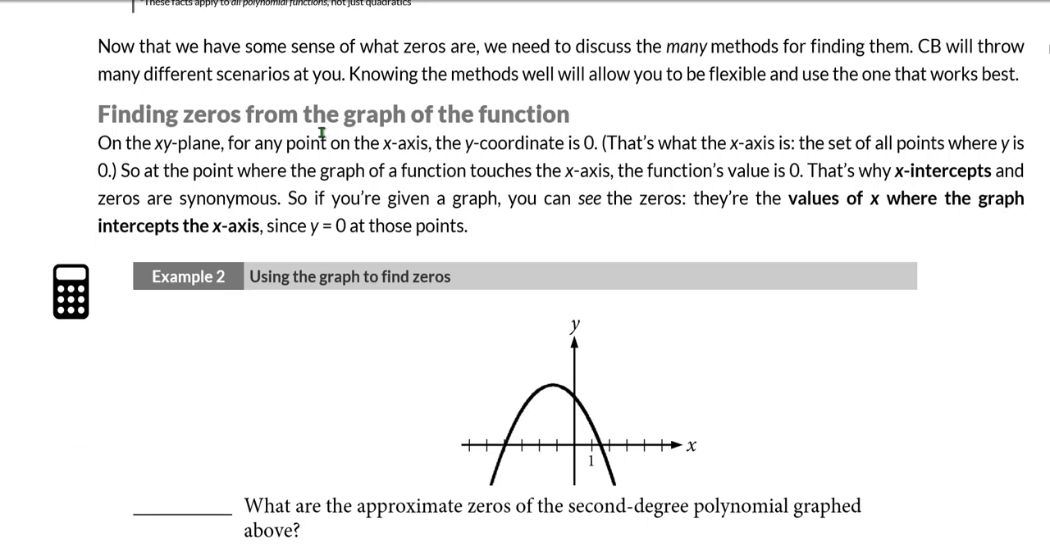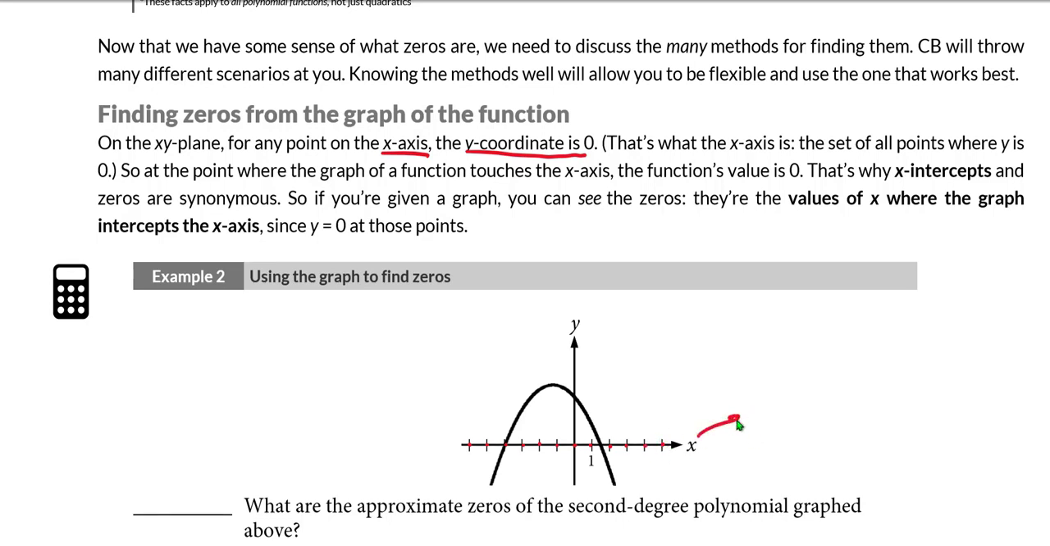Finding zeros. We have to talk about all of the ways that we can find zeros. There are many of them. Probably the easiest is having the graph of the function and just looking at where that function intersects the x-axis. Remember that when we are on the x-axis, the y-coordinate is always 0. This point, this point, this point, this point, this point, this point. All of these points on the x-axis will have a y-coordinate of 0.